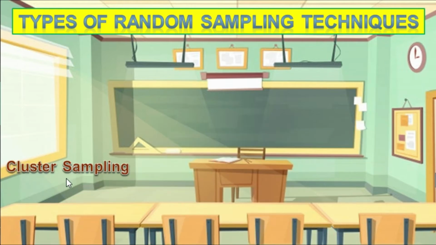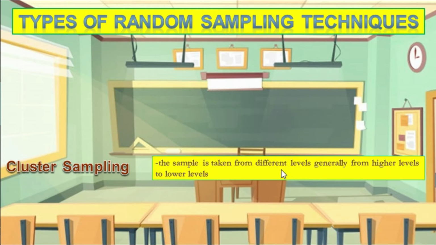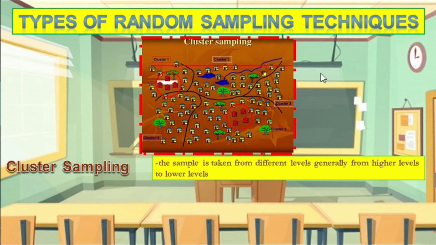Next is cluster sampling. When you say cluster sampling, the sample is taken from different levels, generally from higher levels to lower levels. So in the picture, it is illustrated that in cluster 1, the sample is taken from the population here in the left side. Cluster 2 is taken from here. Cluster 3, the sample is taken from here. In cluster 4, it is taken from this place. And in cluster 5, we have here the 4 households in the place.